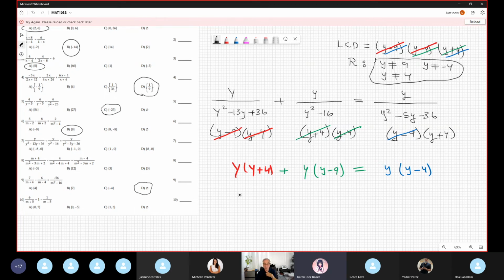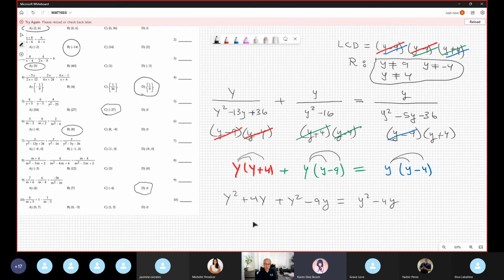You have a different color? You have a pen with a different color? Yes, I do. Okay, the rest is algebra.